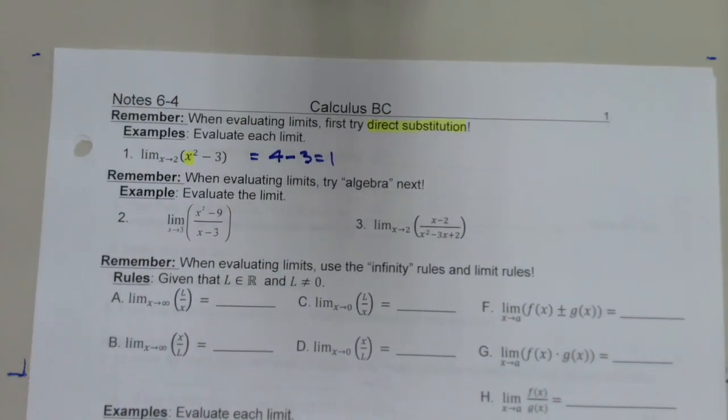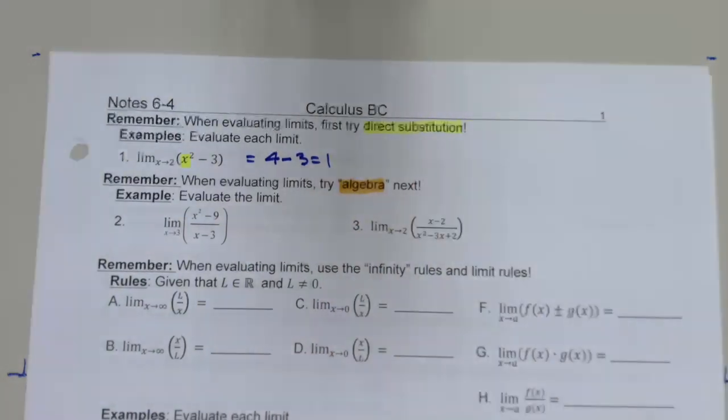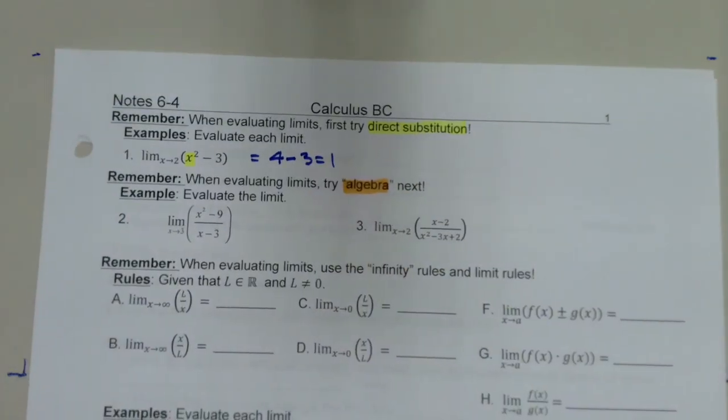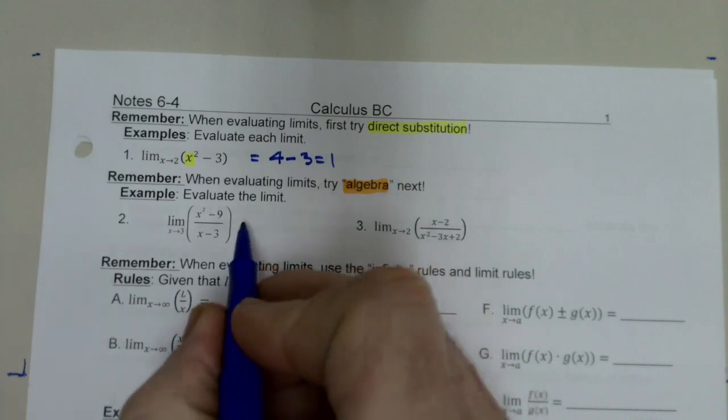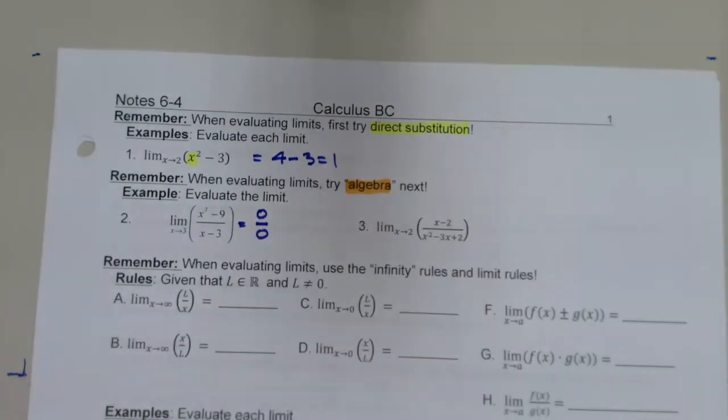Okay. Next, when we're evaluating a limit, we may have to do a little bit of algebra. You can see in this first one, if we were to do this by direct substitution, the result would be a 0 divided by 0, which means this is going to be undefined and what we'll call an indeterminate form.